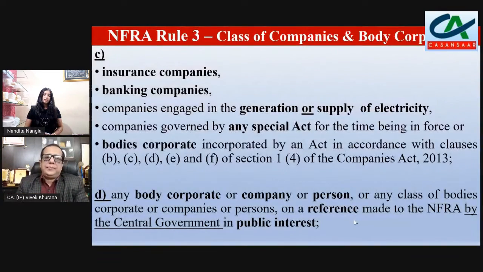And then C, if it's an insurance company, you are the auditor of an insurance company. If you are the auditor of a banking company, or companies engaged in generation or supply of electricity, then also you have to file. And fourth, companies governed by any special act for the time being in force. And the next, body corporate incorporated by an act in accordance with clause B, C, D, E, F of section 1 subsection 4 of the Companies Act 2013.